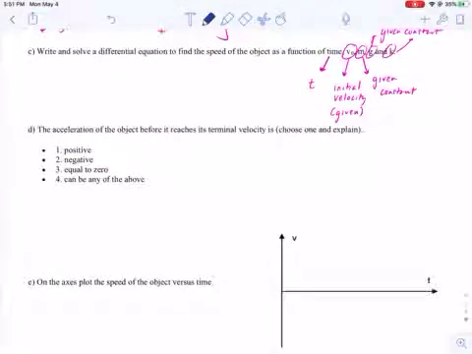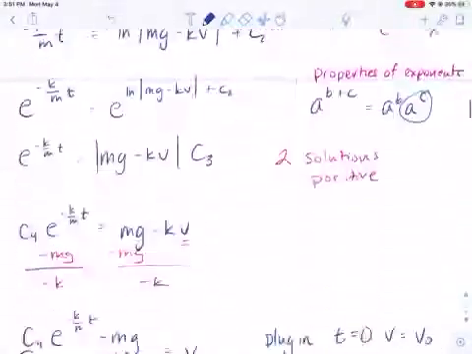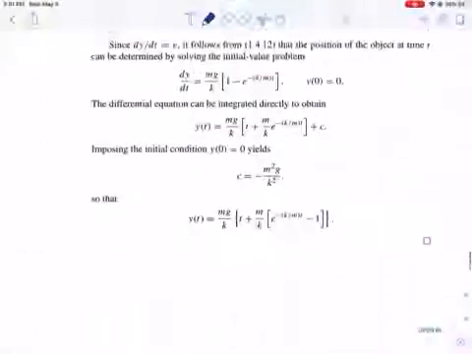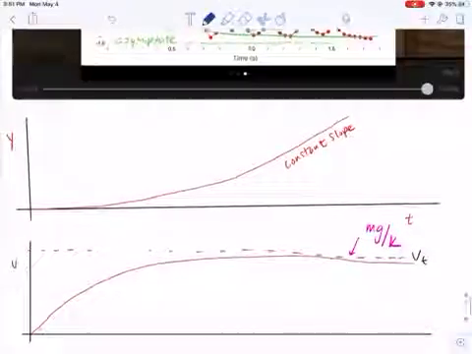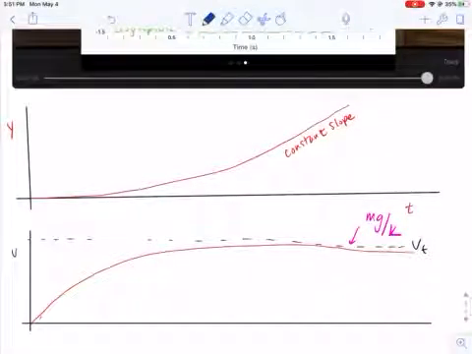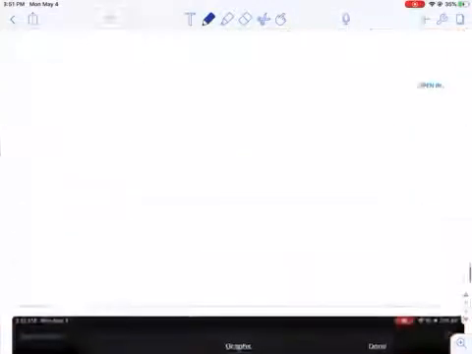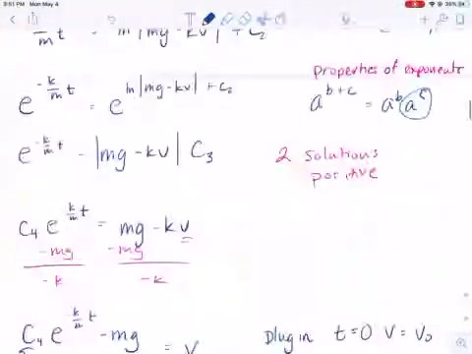The acceleration of the object before it reaches terminal velocity is positive. The acceleration is always positive. And if we go back to the diagram, the slope in this graph is always positive. It goes down until it gets to 0, but it's never a negative number.